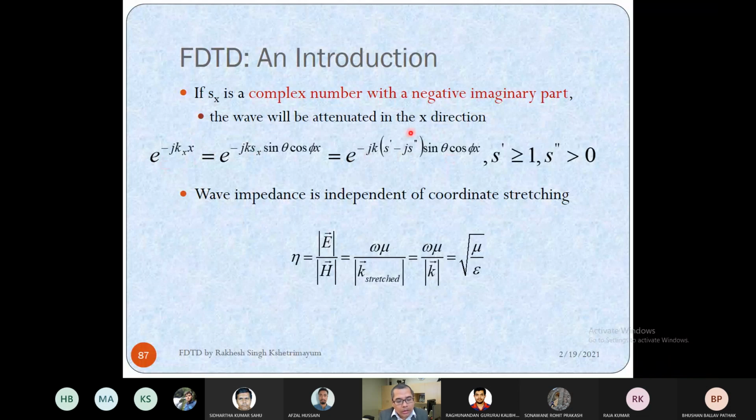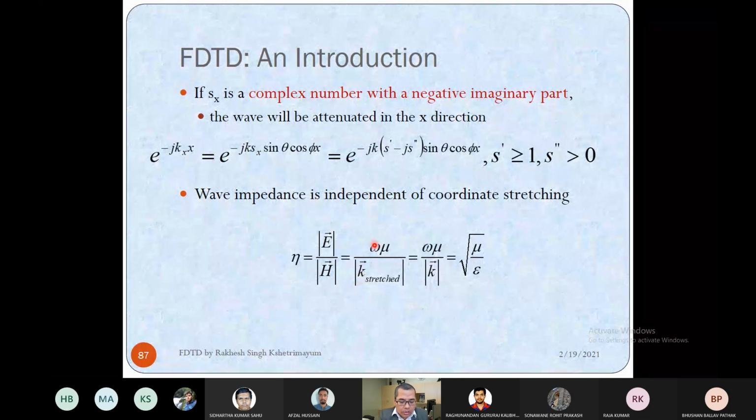So then I can take this scale factor simply as S' minus jS''. So look at the wave impedance. Wave impedance is modulus of E divided by modulus of H. You can also write this as omega by k-stress. And I already emphasized that k-stress and k vector are the same. So here our wave vector in the stress coordinate system and that of the original problem is the same.